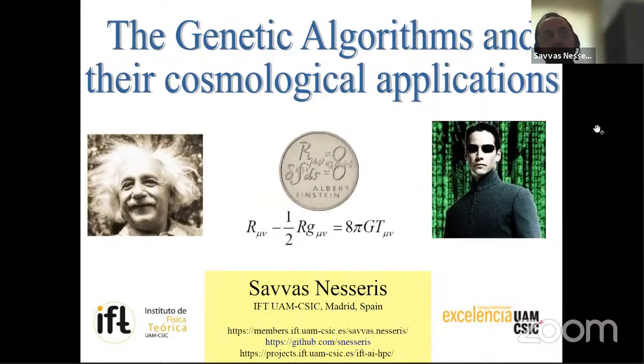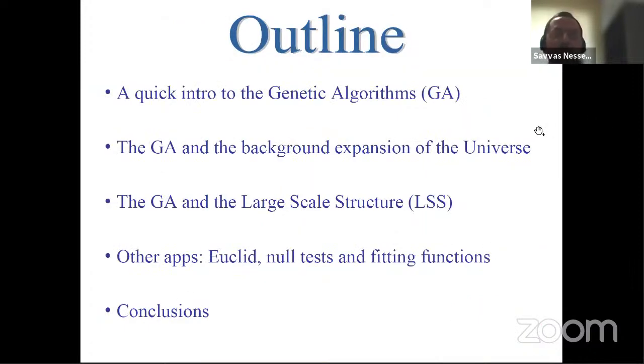So in this talk, I'm going to discuss genetic algorithms and their cosmological applications. First, I will give a very brief introduction to the standard cosmological model, and then also to the genetic algorithms. Then I will present some applications of the genetic algorithms to the background expansion of the universe and the large-scale structure of the universe. And if there is some time, then I will present some results from forecasts of Euclid, some null tests, and also some very nice fitting functions.